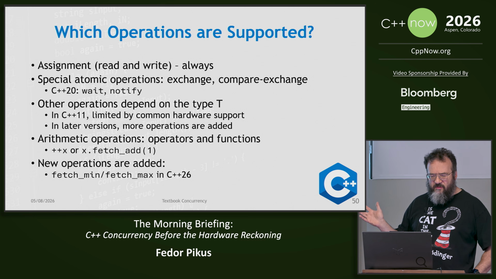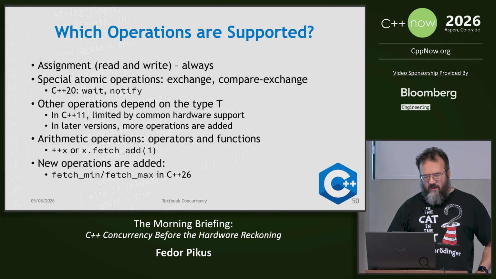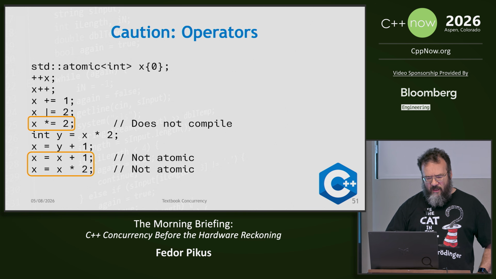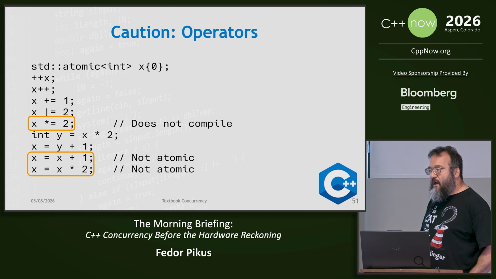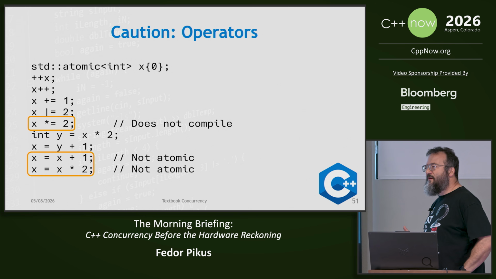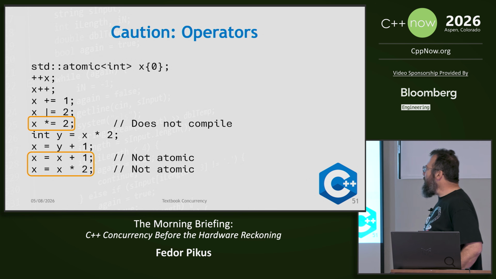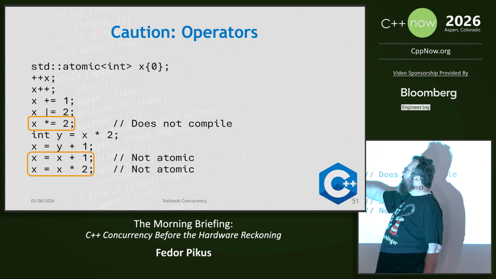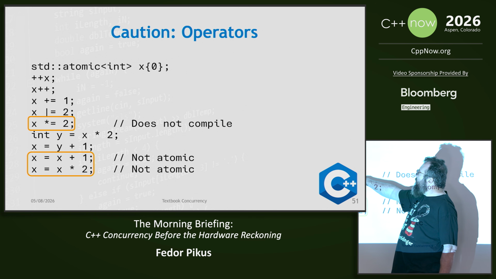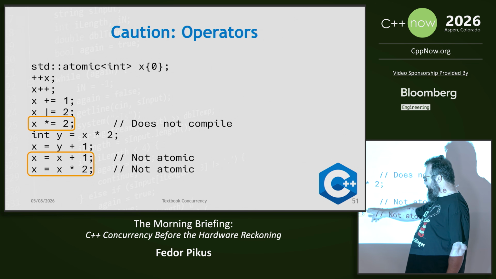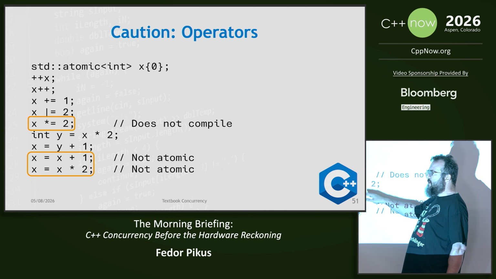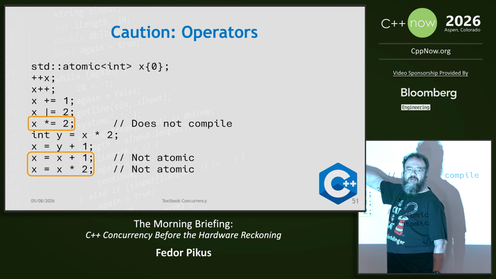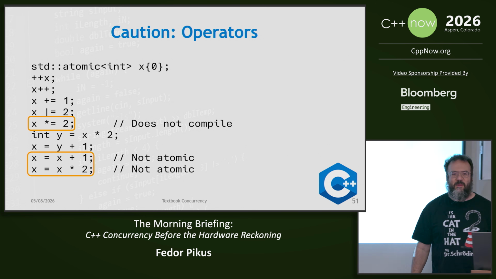They keep adding more, so C++20 has wait and notify. Integers have fetch_add, and C++26 has fetch_min and fetch_max. It has all the operators overloaded. That's pitfall number one. Okay, this wouldn't compile because there isn't an atomic multiply. This compiles just fine, and we're conditioned by years of experience to see this and think it works, and it doesn't work that way on atomics.